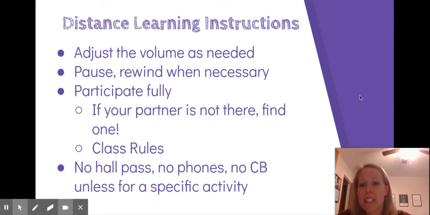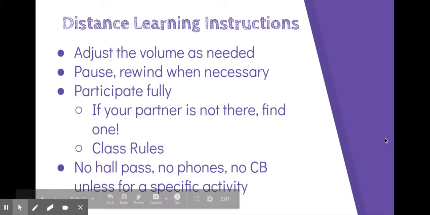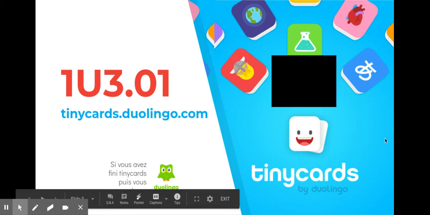Please remember our class rules. Mouths are quiet, eyes are watching, ears are listening, body still, follow directions quickly. And just a general reminder, there is no hall pass, no phones, and no Chromebook unless it's being used for a specific activity, such as our tiny cards.